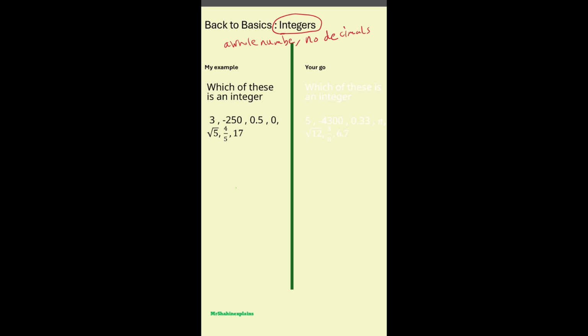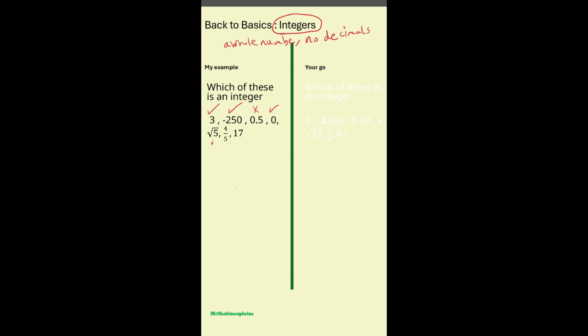Okay, so let's look at my example. 3 is a whole number with no decimals, so it is an integer. Minus 205, yeah. 0.5 is not an integer because it has a decimal. What about 0? 0 is an integer. It's a whole number. There are no decimals.